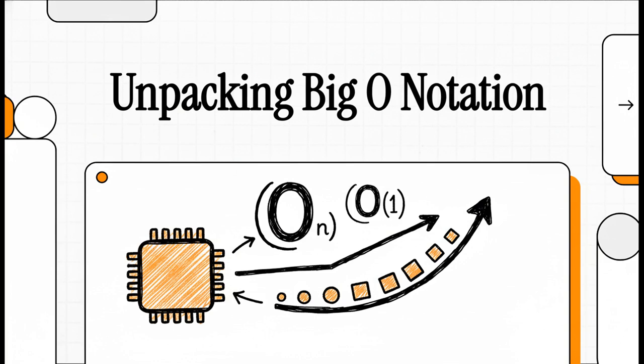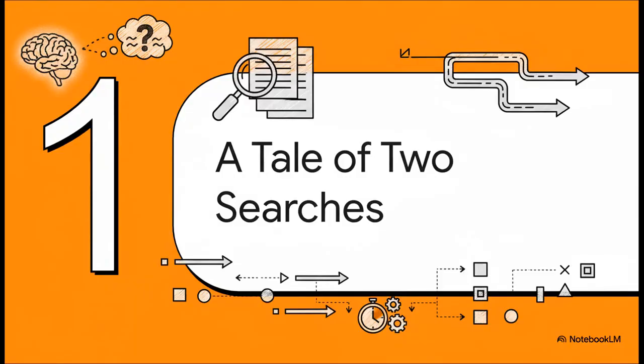It's how they can predict if an app is going to fly or totally crawl once it has to deal with tons of data. To really get what this is all about, we don't even need to look at any code. Nope. Let's just start with a simple thought experiment.